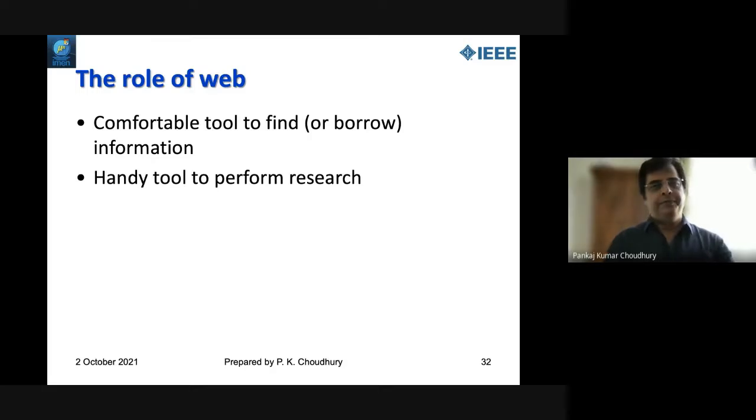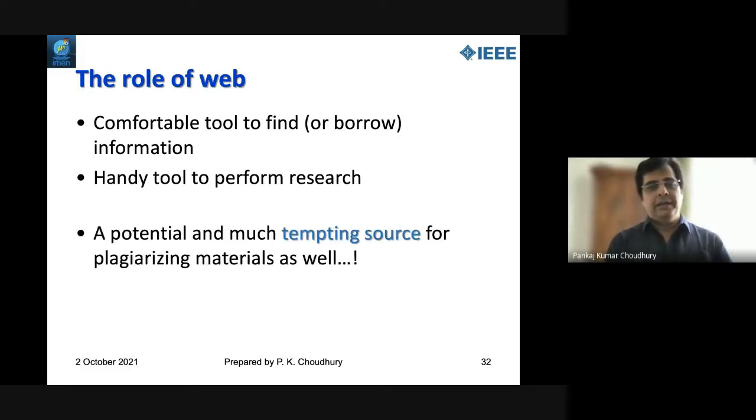Now, the role of the web is, of course, extremely important nowadays because of the easily available wealth of information that students get from the web. It's a comfortable tool to find and borrow information, okay? And it is a handy tool to perform research. But remember, at the same time, the kind of knowledge that you are getting from the web, others also have equal access to, and they can also get the same knowledge from the web. Okay, so it must be kept in mind.